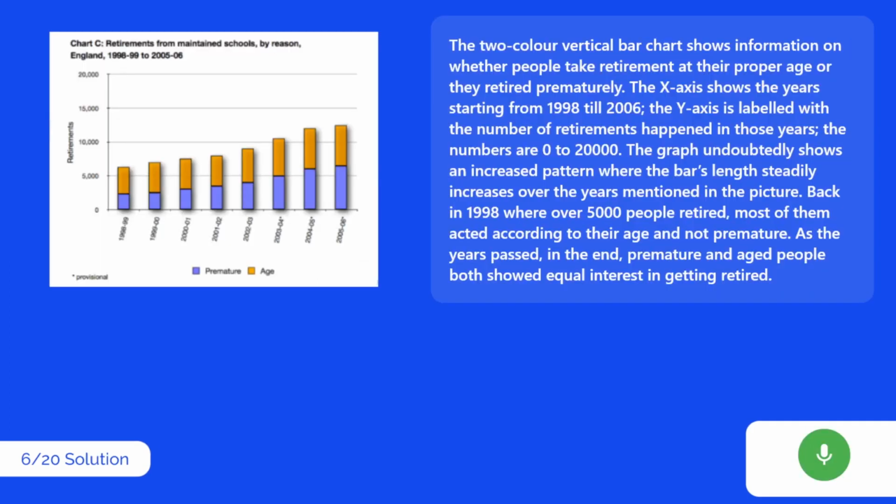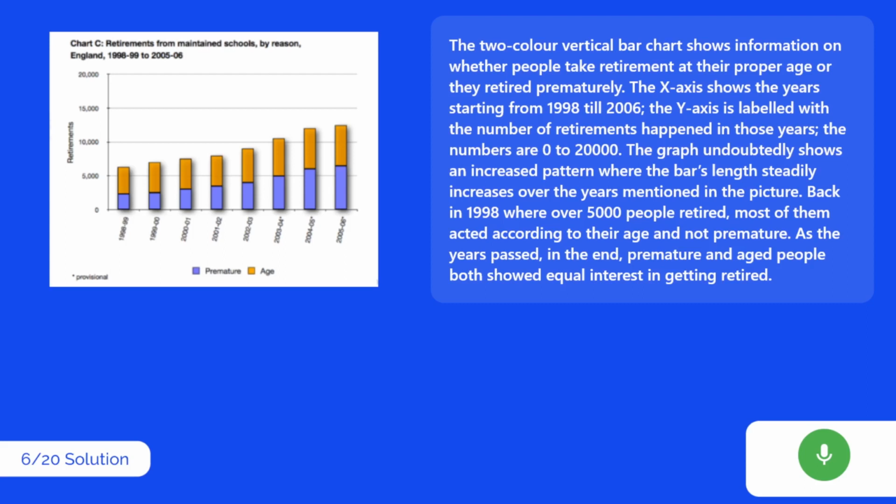The 2-color vertical bar chart shows information on whether people take retirement at their proper age or they retired prematurely. The x-axis shows the years starting from 1998 till 2006. The y-axis is labeled with the number of retirements happened in those years. The numbers are 0 to 20,000.